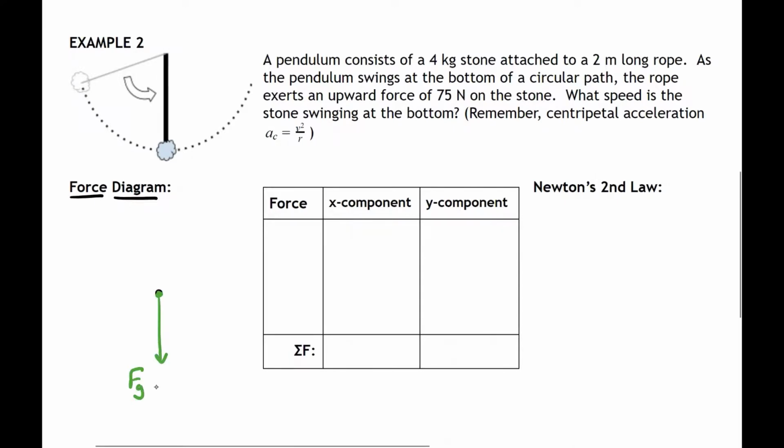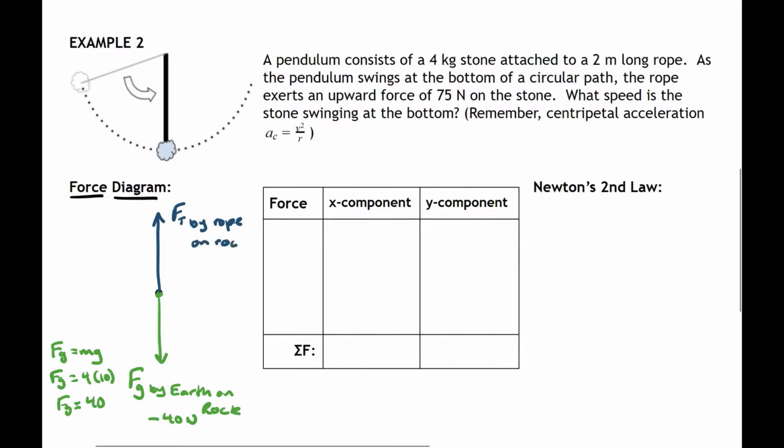We have a force of gravity downwards. We know that the mass is 4 kilograms, so the force of gravity is going to be 40 newtons down. We also know that the rope exerts an upwards force on the rock. It tells us this force is 75 newtons. So this is a good time to check our work.